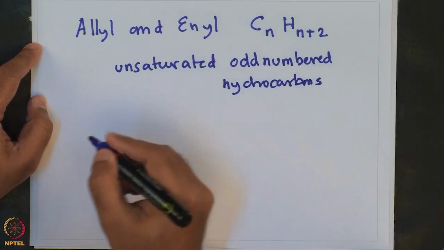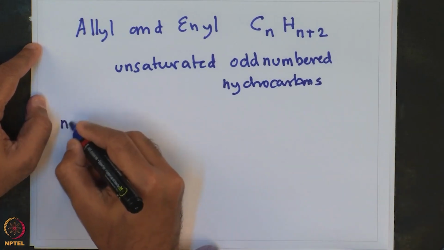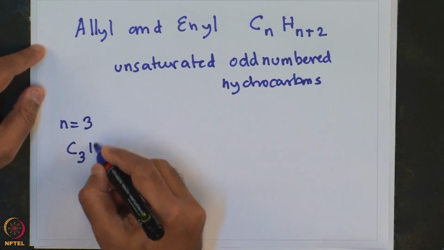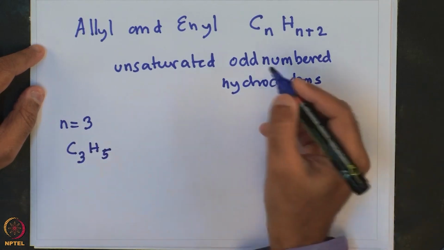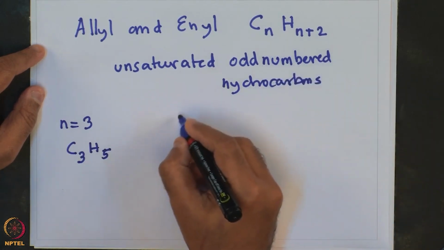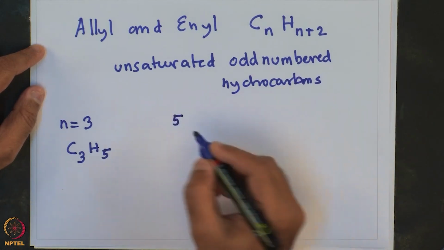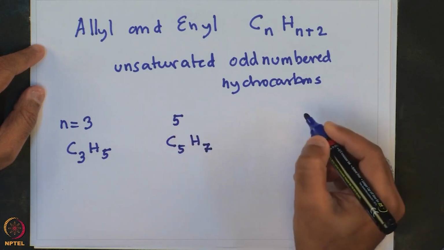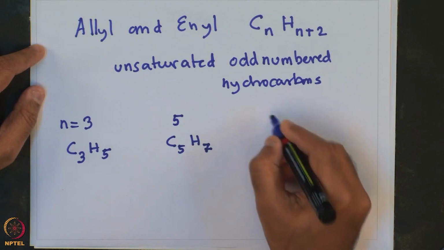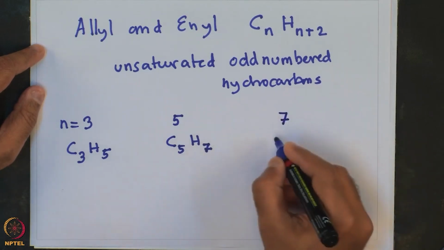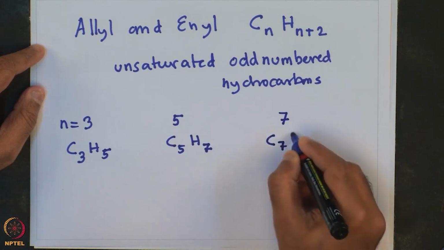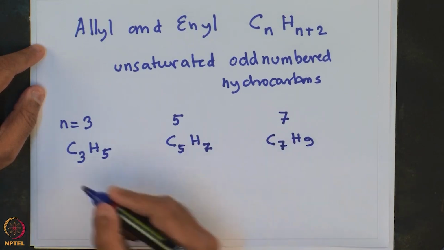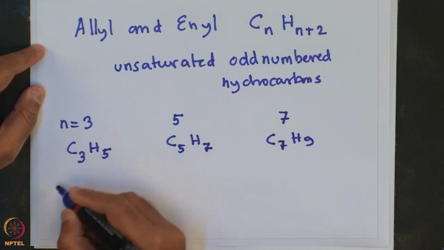So that means, for example, n can be 3, so C3H5; n can be 5, so that is C5H7; n can be 7, so that means this is C7H9. Now, these are odd-numbered ligands and their structure is as follows.